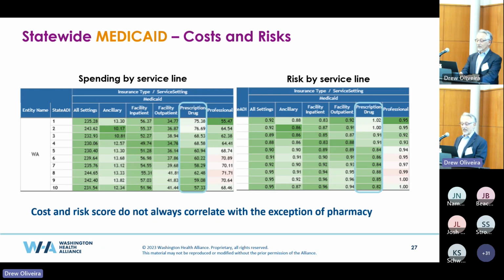If you look to the left of that, you can see outpatient facility. There, your risk scores stay about the same, but your costs go up. So that implies that maybe what we're starting to see is the use of outpatient facility services, ER, outpatient surgery, et cetera, may go up in those higher decile regions.